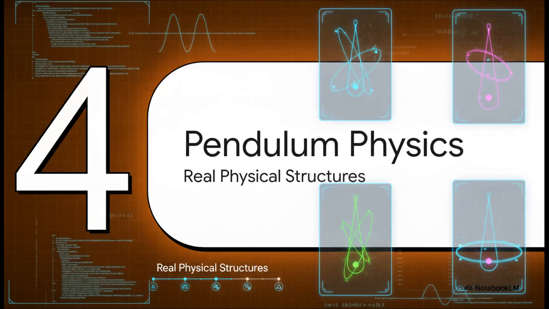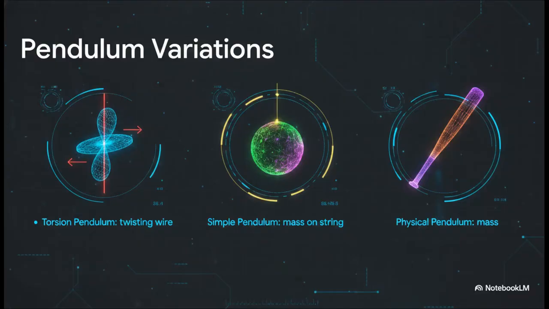All right, let's look at some real structures in Section 4, pendulum physics. Our engine basically renders three distinct types of pendulums. First up is the torsion pendulum. This one doesn't swing. It oscillates by the twisting of a suspension wire. Think of a CD hanging from a twisted rubber band.